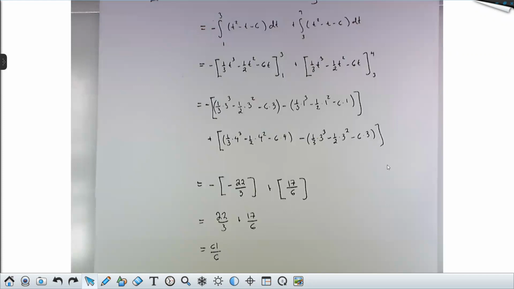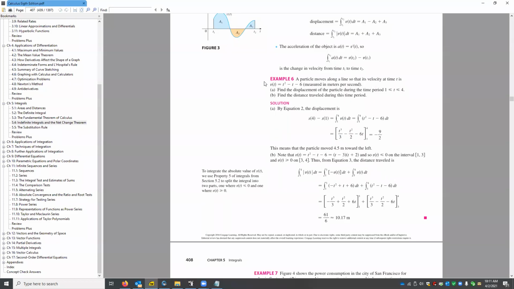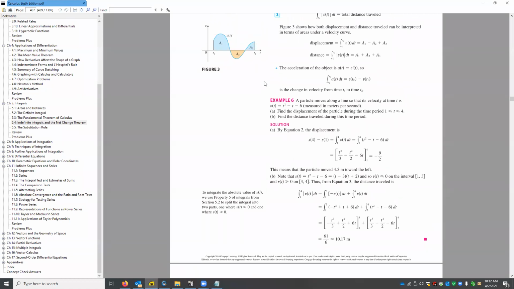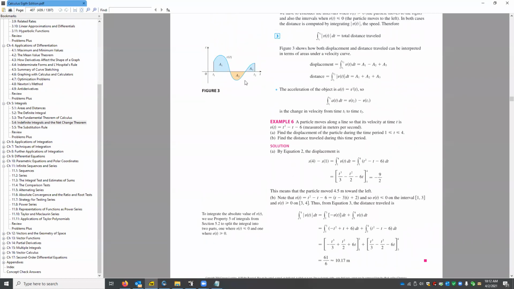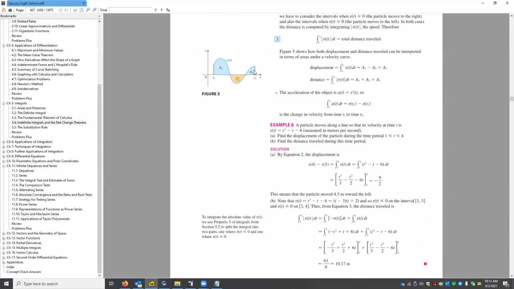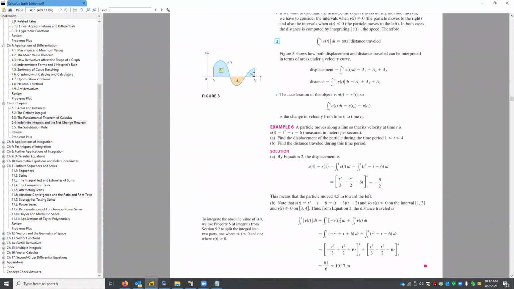All right. Problems like these can be a little bit challenging. They can be a little bit fun. They can make for good qualitative questions. Like here, I could ask you, if this is A1, A2, and A3, what would be the distance and what would be the displacement? The displacement would just be the integral, A1 minus A2 plus A3. And the distance would be the areas, A1 plus A2 plus A3.